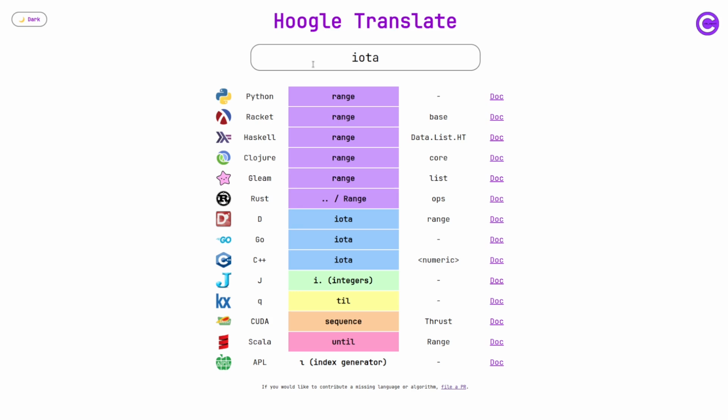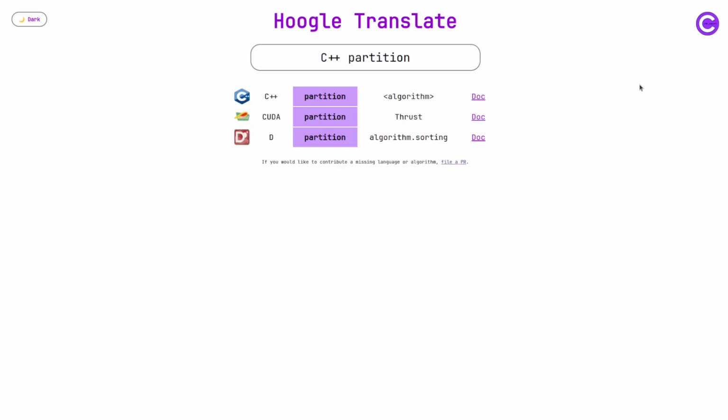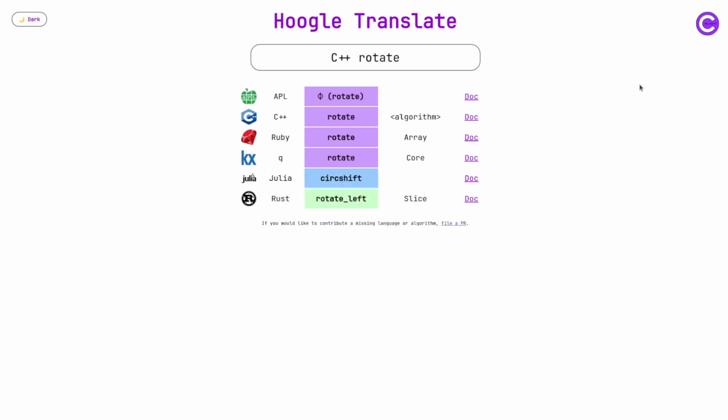Note that if you want to go straight to this graph, you can add the name of a programming language, note that it is case sensitive for the moment, and do this. And you can see that it brought us to this graph, although nothing changed. So if we use a different algorithm, you can see that C++ partition, maybe a better example is C++ rotate, which typically goes by the name rotate, but also goes by circ shift in Julia and rotate left in Rust.